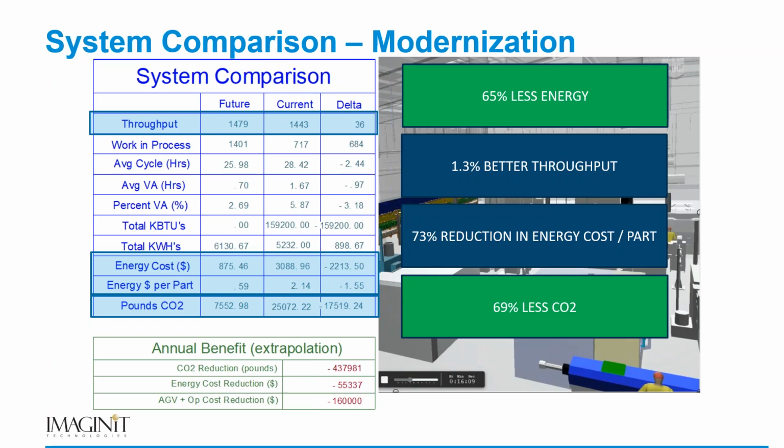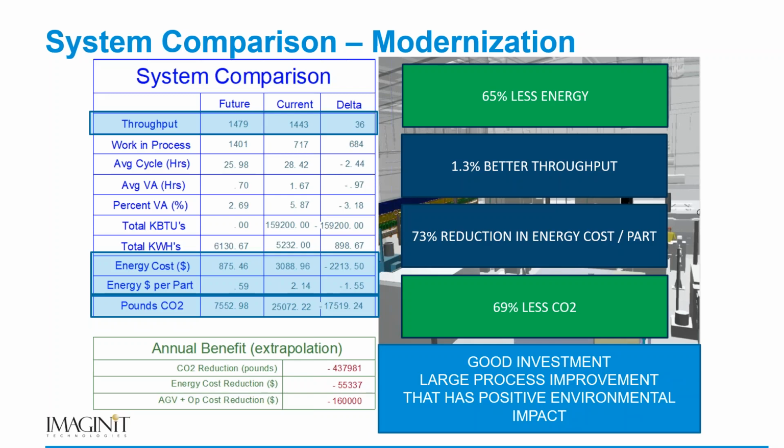So what does that all mean to me? Well, maybe I can get government grants for going green, right? Or having a more neutral carbon footprint, okay? It's a good investment, a large process improvement that has positive environmental impact. So showing this to somebody visually, having the numbers to back it up, and being able to properly examine a case for why we should do something can ultimately lead you to higher margins and more product availability.